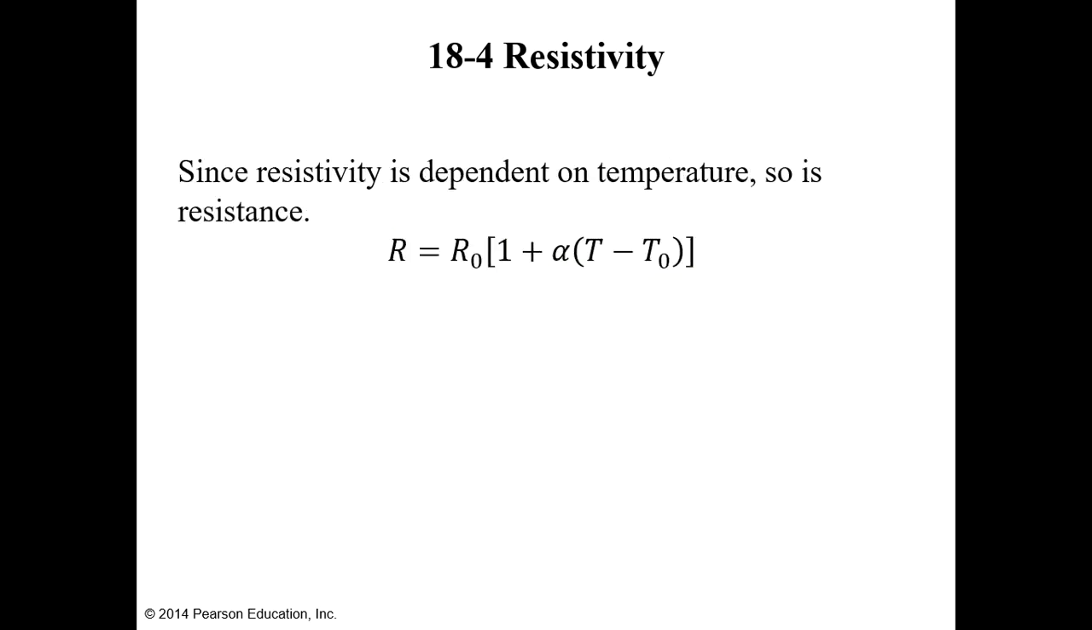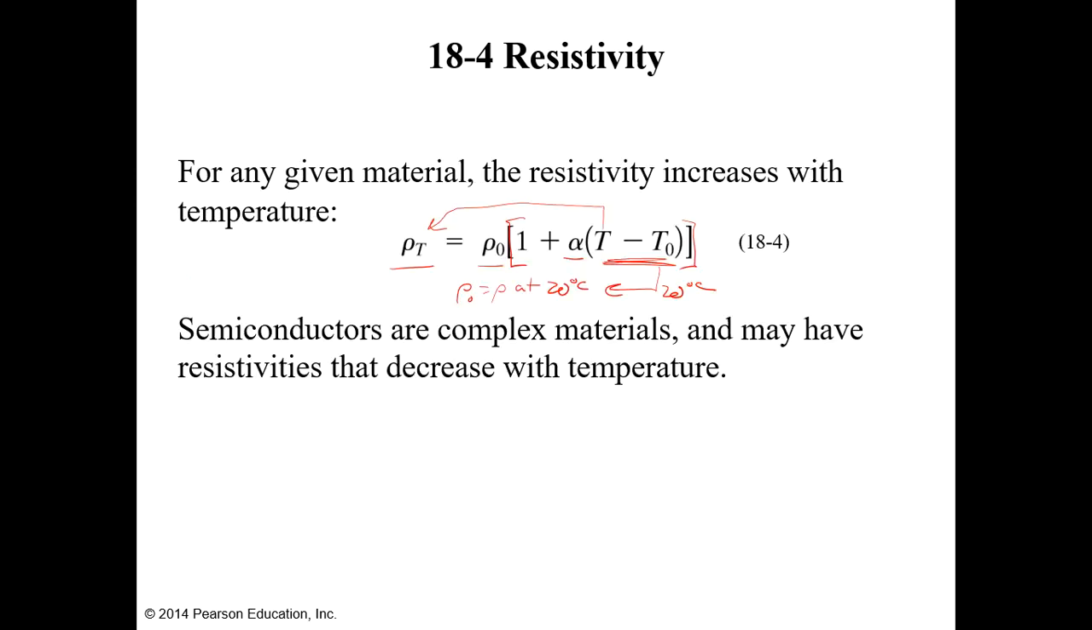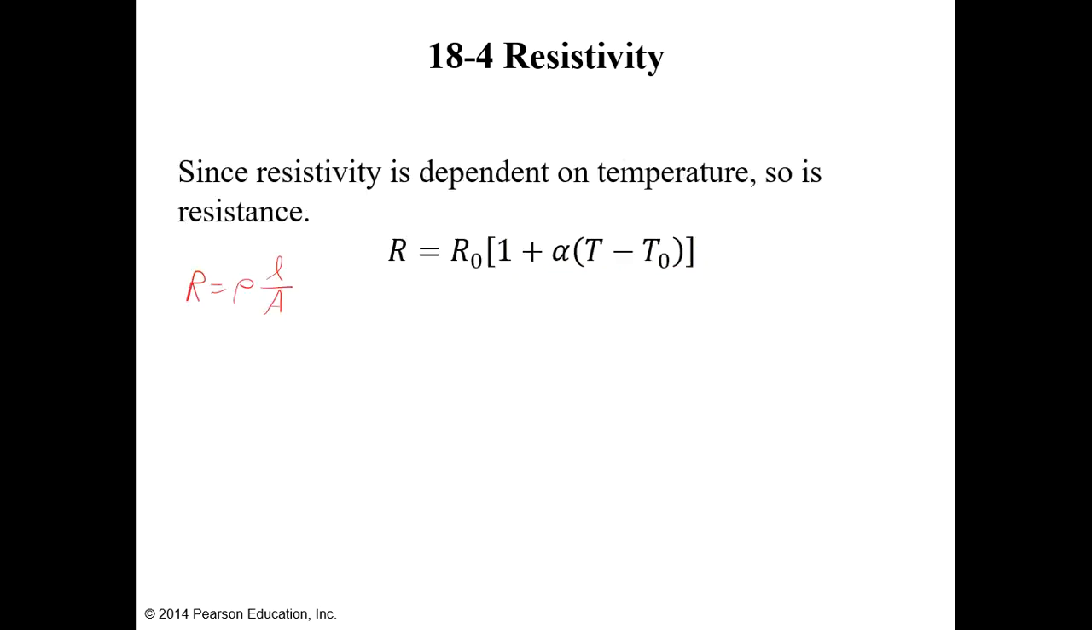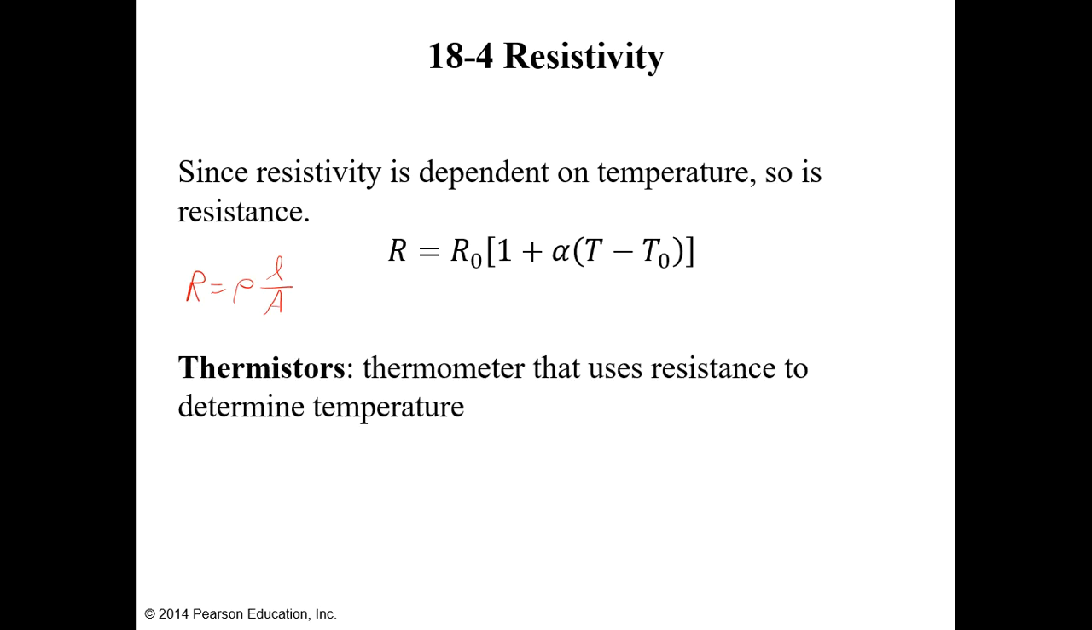So this equation works really well for conductors. Now, since resistance is just equal to the resistivity times the length over the area, that means that not only is the resistivity dependent on temperature, but the resistance is as well. And if we just multiply this equation in the previous slide by length and divide by area, it just converts everything straight to resistance. So it turns out that this equation works well for resistance as well as resistivity.